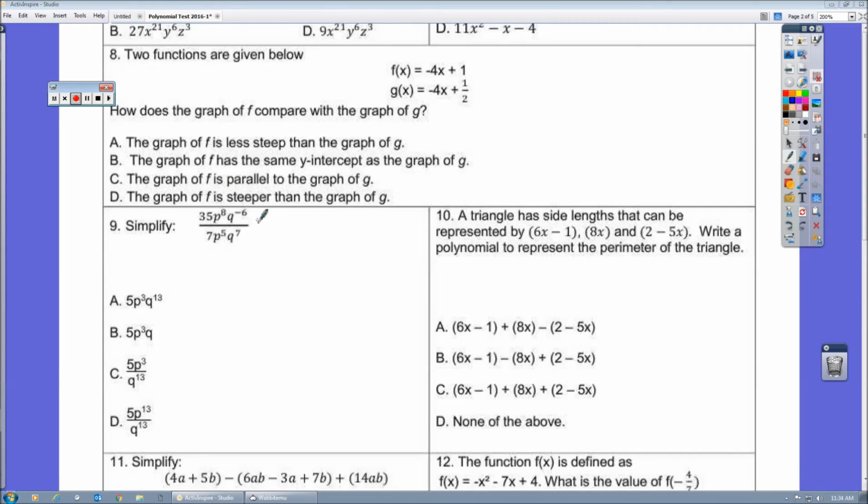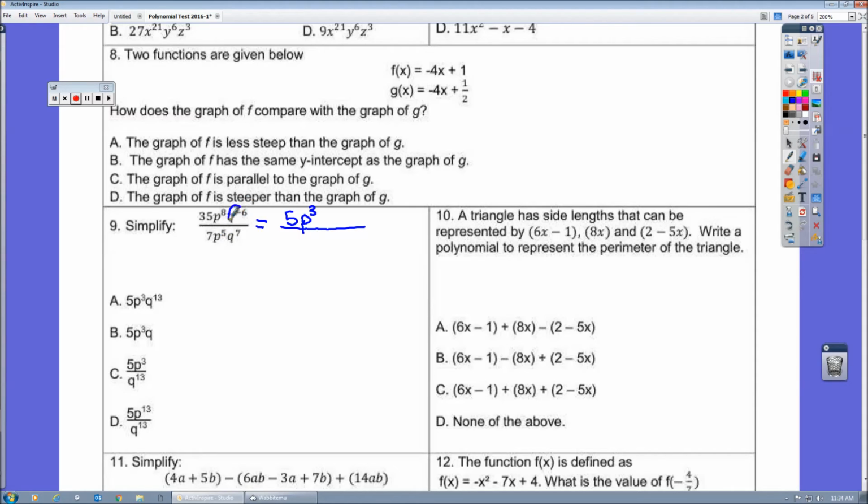Number 9, simplify. Start with your numbers. 35 divided by 7. That's a whole value of 5. I have 8 p's up top, 5 p's on bottom. If I subtract those, that would give me 3 left up top. And I know that the letter P stays up top because I have more than I have on the bottom.